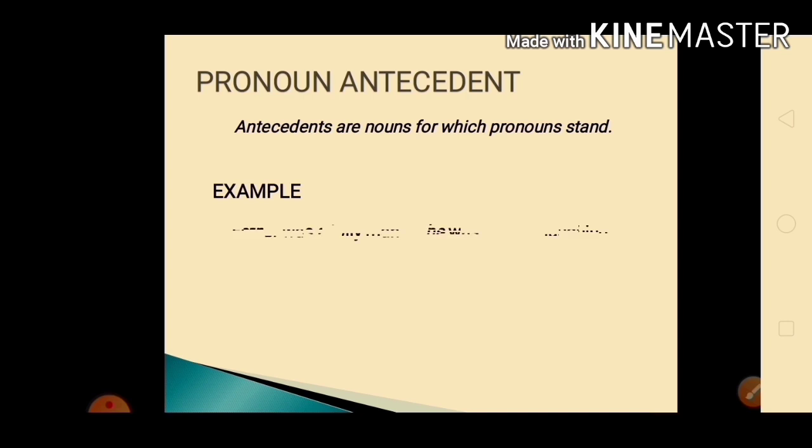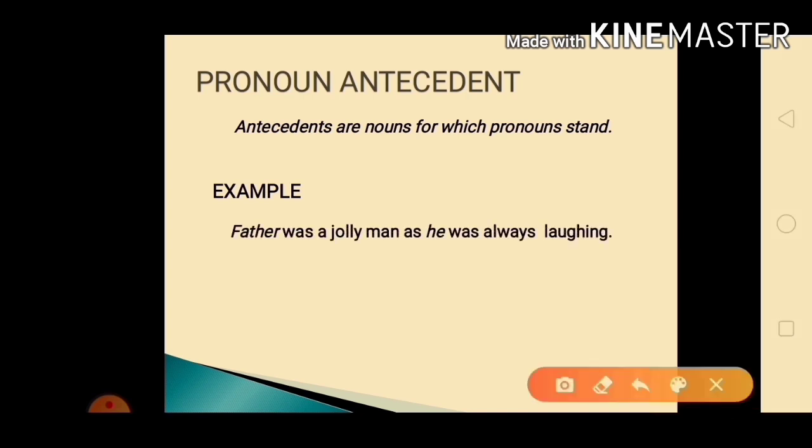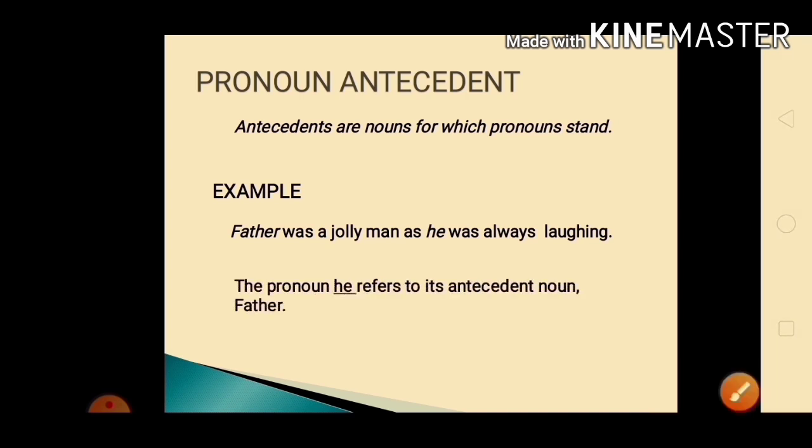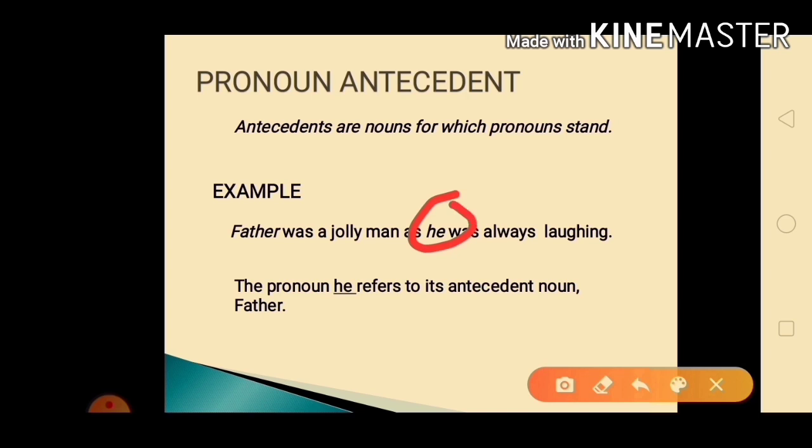Next is pronoun antecedent. Antecedents are nouns for which pronouns stand. For example, father was a jolly man as he was always laughing. As you can see, we have two italicized words. We have father and he. Now, the pronoun he here refers to its antecedent noun. So, the antecedent of he is the word father.